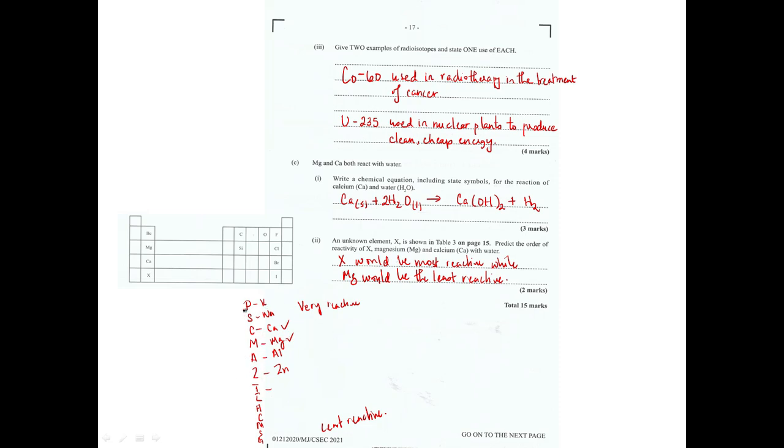So when you look at it, potassium is the most reactive and gold is the least reactive. Gold doesn't even react with acid. So when we come down, we have sodium, so then we have calcium. And as you can see, calcium is the second one underneath magnesium. So calcium is more reactive than magnesium according to the reactivity series that we have. So if calcium is more reactive than magnesium, then X should be more reactive than calcium, because we get more reactive as we go down.